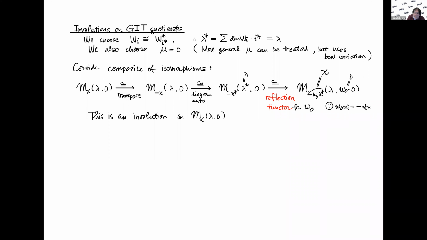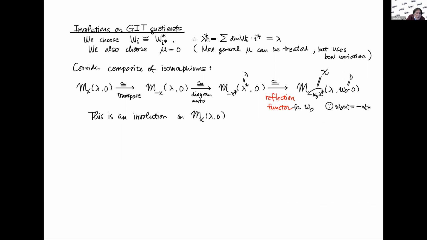Okay. So the involution on the GIT quotient is more involved, unfortunately. The new ingredient is the so-called reflection functor. So let me slowly explain. Again, I'm considering the case of affine Grassmannian spaces. So as before, we take an isomorphism between Wi and Wi star, the dual of Wi.